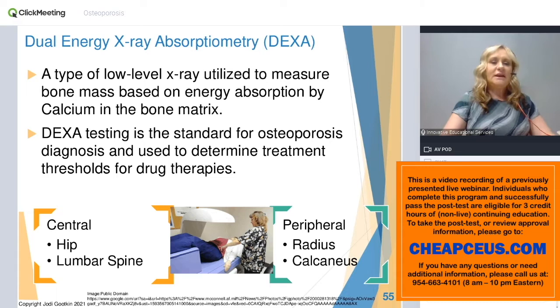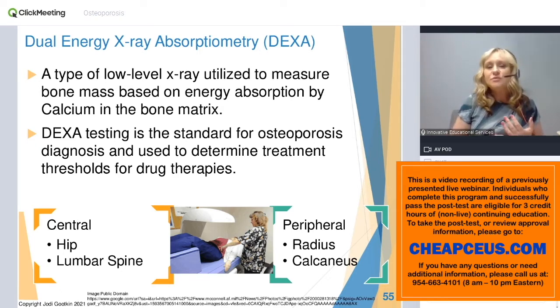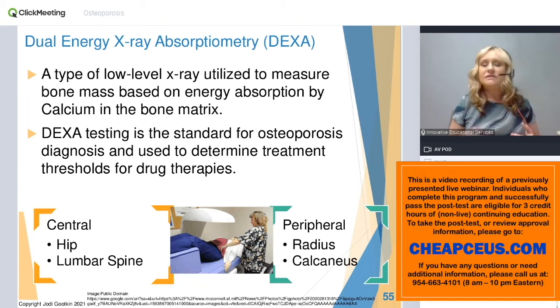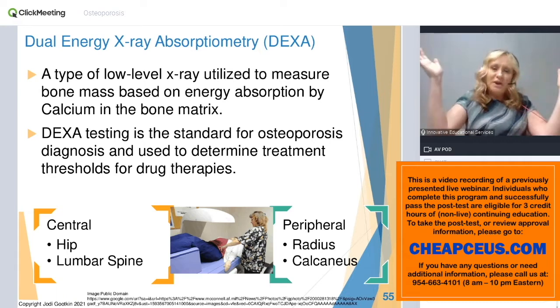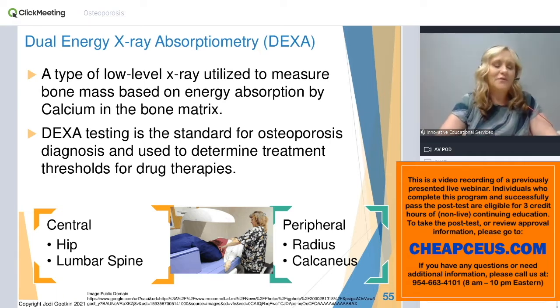The DEXA scanning is a low-level X-ray that is utilized. In order to explain it to individuals, they say the radiation exposure is less than that of a typical X-ray of your back, or if you were on a transatlantic flight, it's less radiation exposure than you would get just from being in the sky for that long from the sun in the sky.